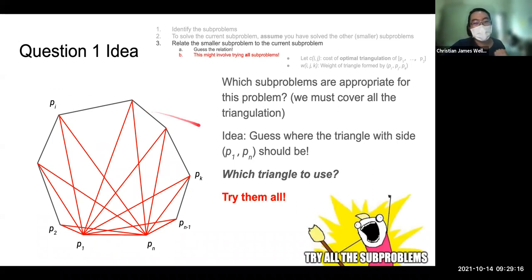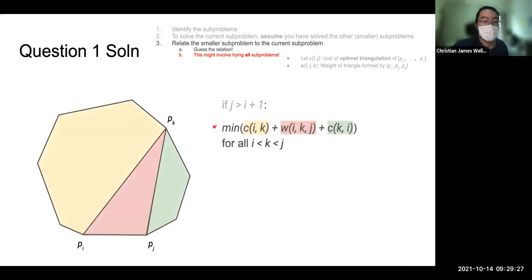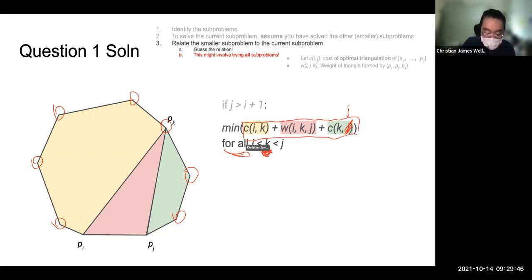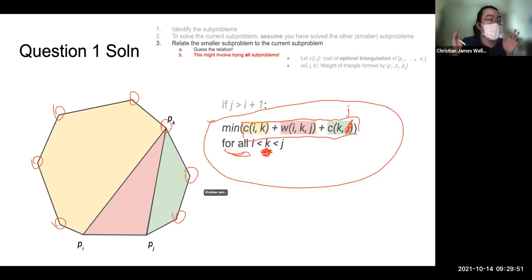This is maybe why I like dynamic programming, because it makes me lazy. I just need to think of the subproblems. I don't know which one to use, so just try everything. So this is a typo, this is J. This is J. So for every K, for all K, meaning all these points, 1, 2, 3, 4, 5, 6, 7, we try this recurrence relation, and then we take the minimum of everything. I won't talk about the base case yet, but are we clear on this formulation?